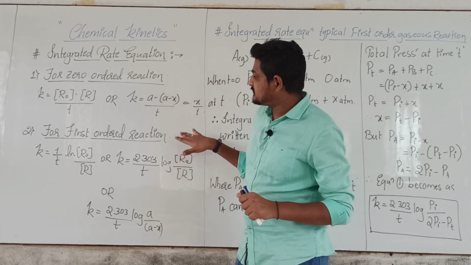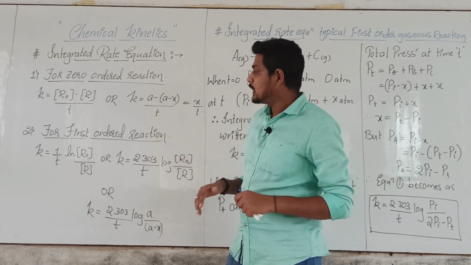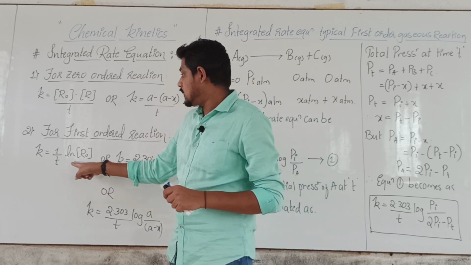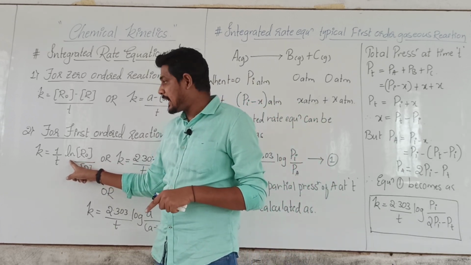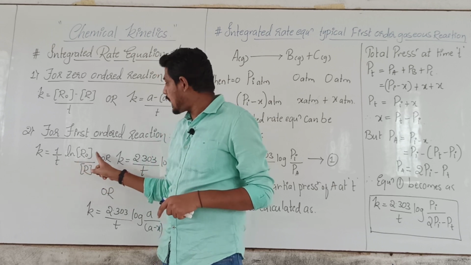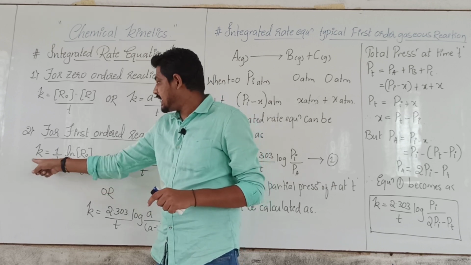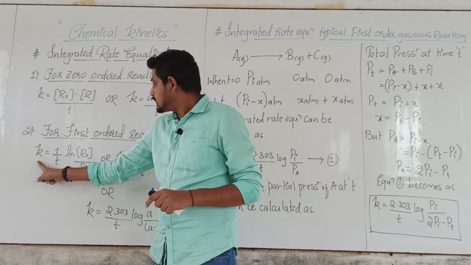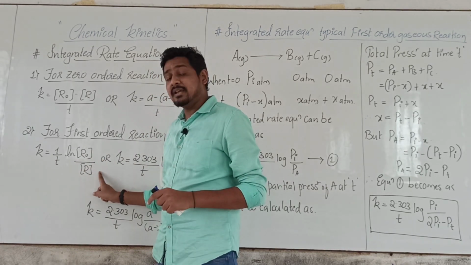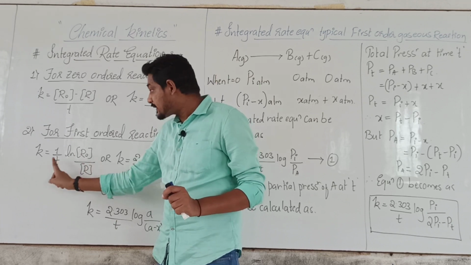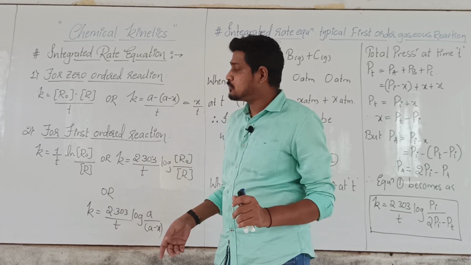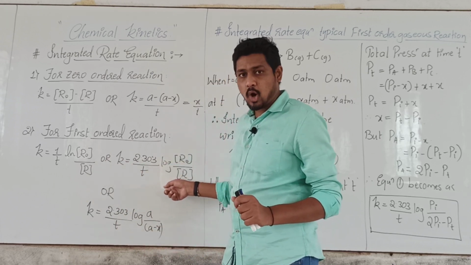Next, for a first order reaction, we can express the integrated rate equation in terms of natural logarithm, that is ln. So k is equal to 1 upon t into ln of R naught upon R, where again small k is the rate constant, R naught is the initial concentration, and R is the concentration of the reactant at time t. We will simplify this by converting into log.